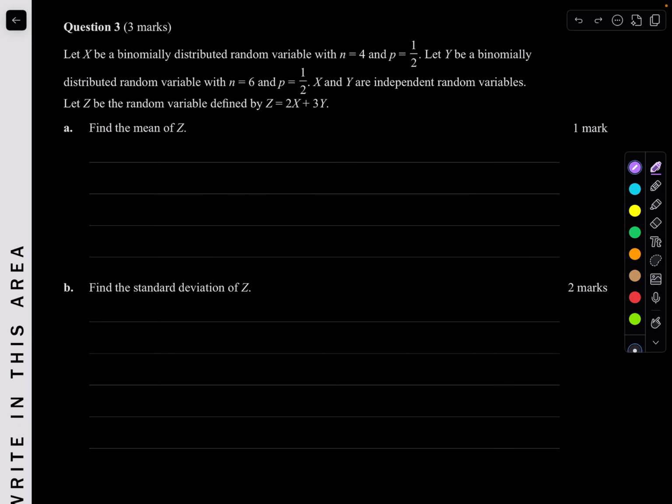Let X be a binomially distributed random variable with n equals 4, p equals half. Let Y be a binomially distributed random variable with n equals 6, p equals half. X and Y are independent random variables. Let Z be the random variable defined by this. Find the mean of Z.